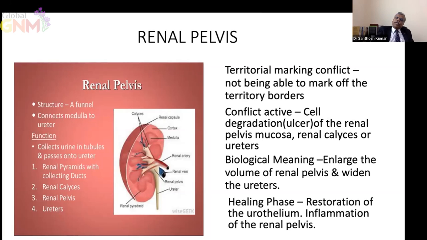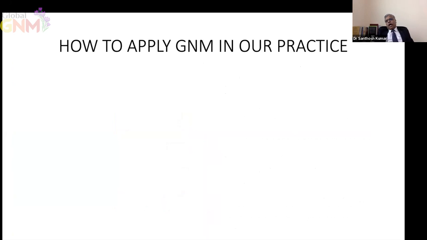So in kidney diseases, in a nutshell, there are 3 germ layers. Depending upon the germ layer that is affected, the conflict changes. Now, how can we apply GNM in our day-to-day practice?